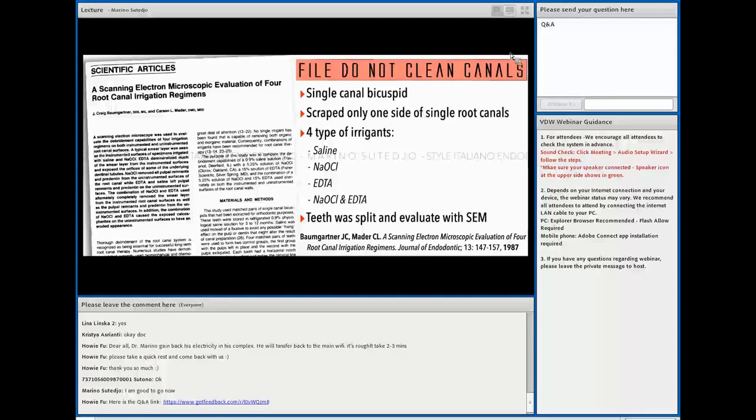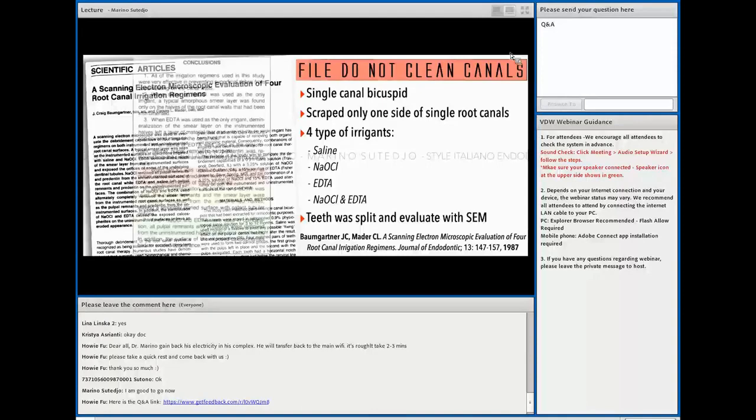There is an interesting paper from 1987 by Craig Baumgartner. He used a single-canal cuspid, and they scraped only one side of the canal. From the round canal, they scraped one side with an instrument, and the other side they did not instrument at all. Then they used four types of irrigation: saline, sodium hypochlorite, EDTA, and the combination of sodium hypochlorite and EDTA. After that, they split the tooth and evaluated it with the scanning electron microscope.